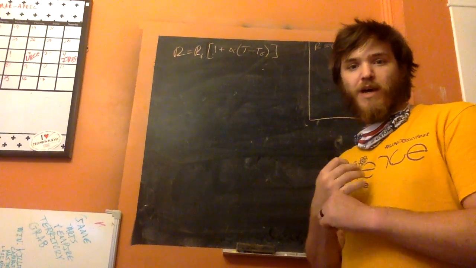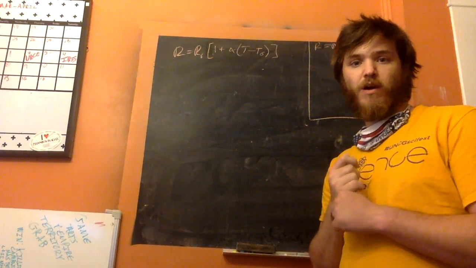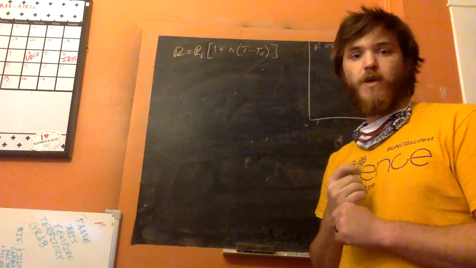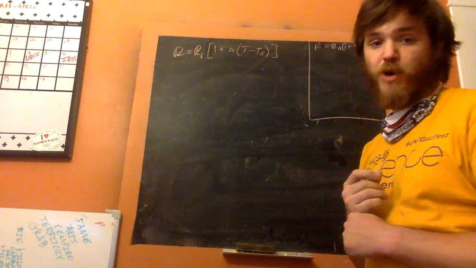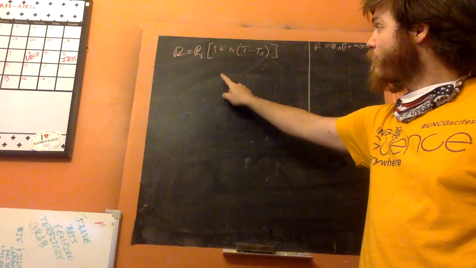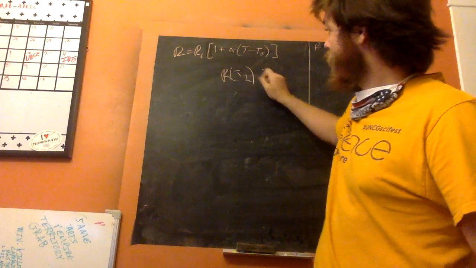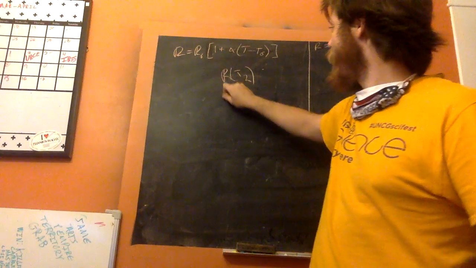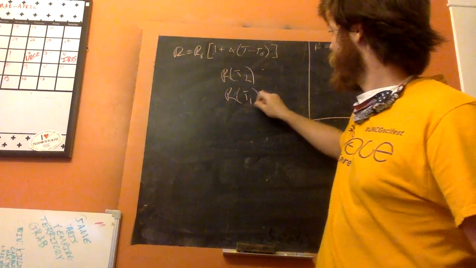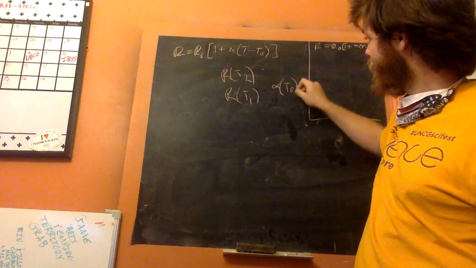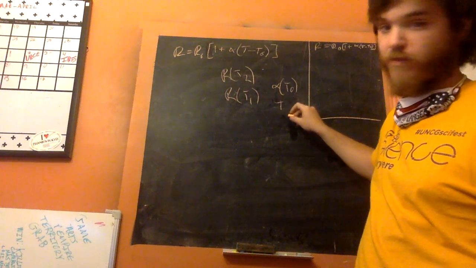Hello everyone. We are moving towards circuits now, so this is our first circuits question. We've got a question posed as we want to find the resistance at T2, given the resistance at T1 and alpha at T0. And we're also given T0 for alpha.